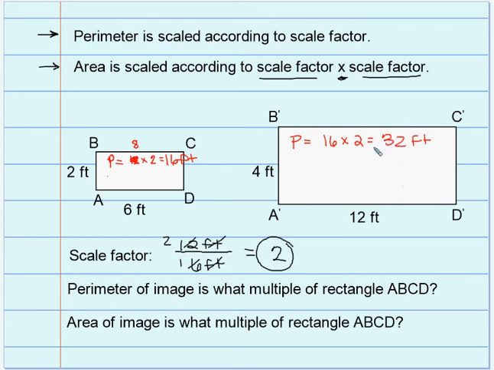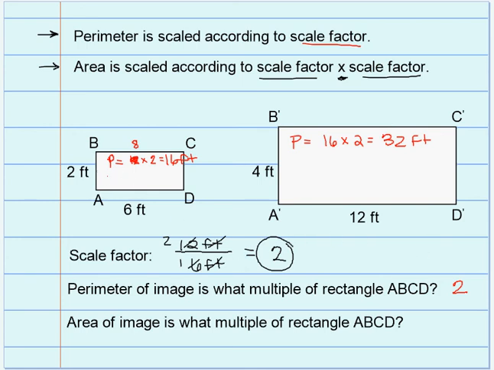Notice that the perimeter of the image, 32 feet, is twice as big as the original. So perimeter of the image is what multiple of the rectangle ABCD? Well, it would be twice as big. And we knew that because perimeter is scaled according to the scale factor. It is just the scale factor.